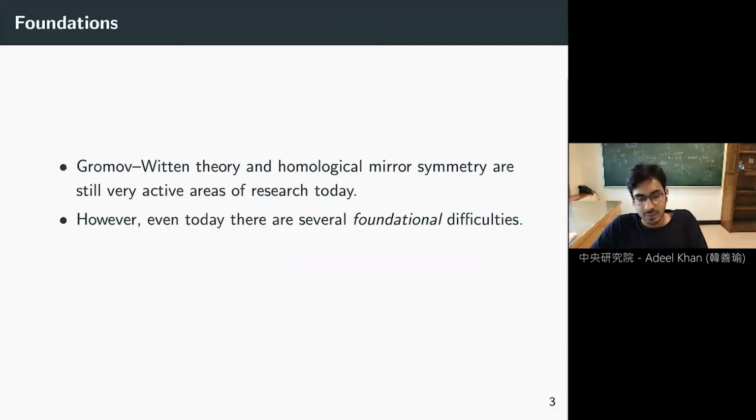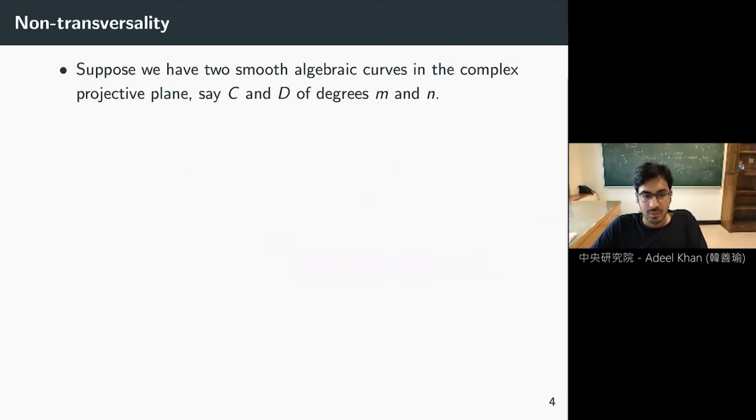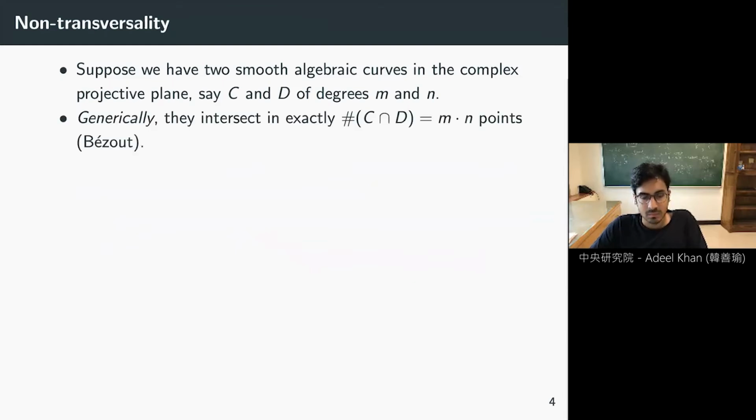These are still very active areas of research today, but there are certain foundational difficulties I want to talk about. Basically, these boil down to non-transversality phenomena. So let me give you a very basic example of this. Suppose we have two smooth algebraic curves in the complex projective plane, say of degrees m and n. Generically, we know that they would intersect in exactly m times n points by Bézout's theorem.